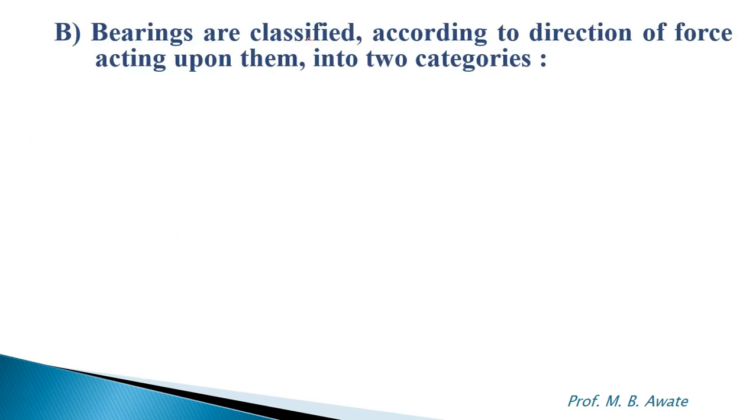Now the second head. Bearings are classified according to the direction of force acting upon them into two categories. So there are two directions depending upon which the bearings can be classified. The first one is called a radial bearing and the second one is called a thrust bearing. We will see what a radial bearing is first and what the direction of force is as far as the radial bearing is concerned.